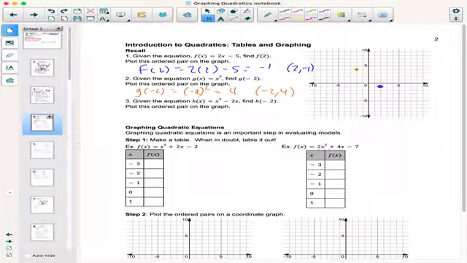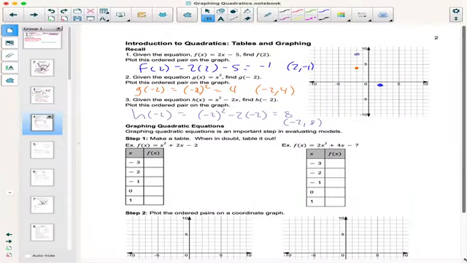Okay, next one. H of negative 2 equals negative 2 squared minus 2 times negative 2. Well, that ends up being 8. So we're graphing the point negative 2, 8. So negative 2, 8 is here, right there. All right, so just more review of that stuff from earlier in the year.